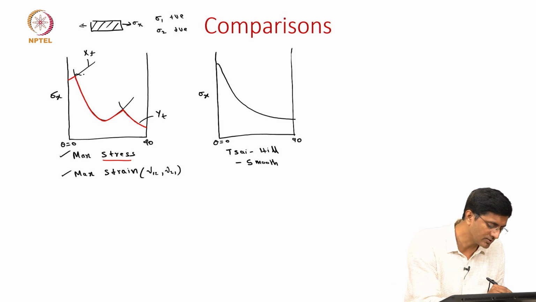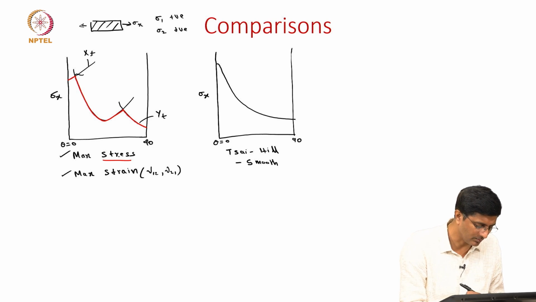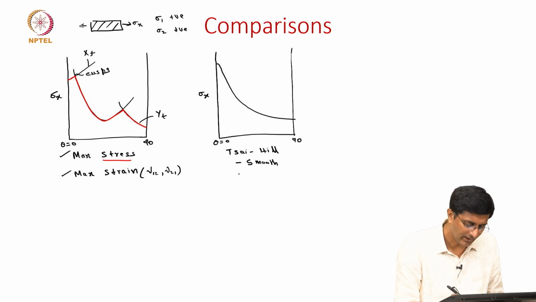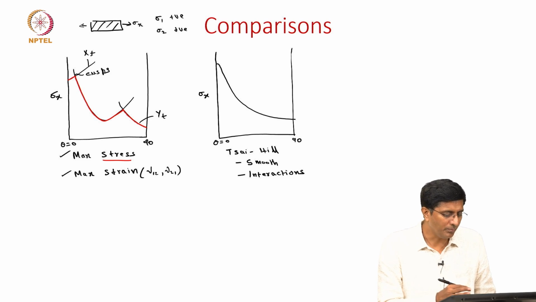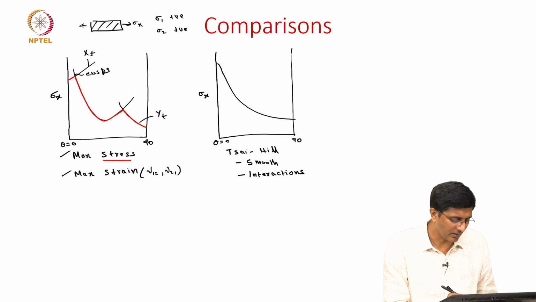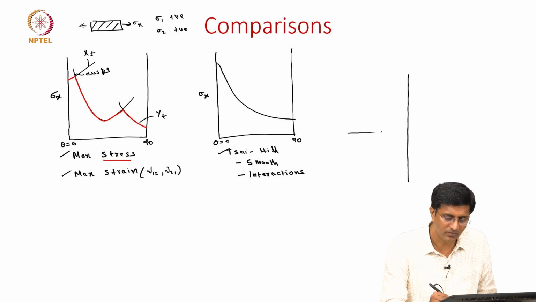We don't have cusps like what we have seen in these maximum stress and maximum strain. And second, we said we are able to bring in the interactions. Okay. So there is another way to compare these three failure criteria. Here, let's plot it in terms of sigma 1 and sigma 2.